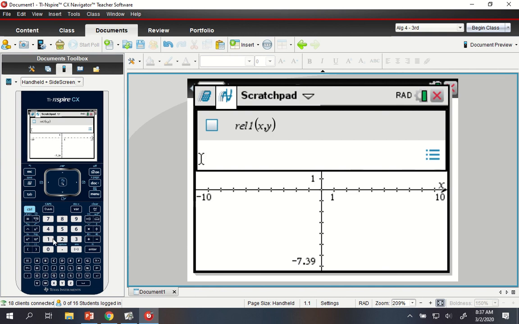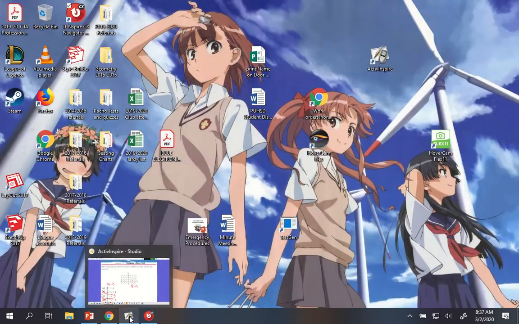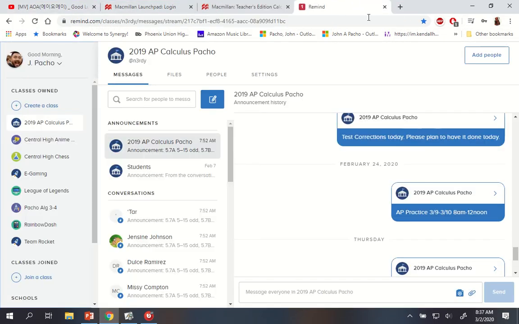So let's say that my function was dy dx equals x. Alright, let's see. Help me, Google. You're my only hope.